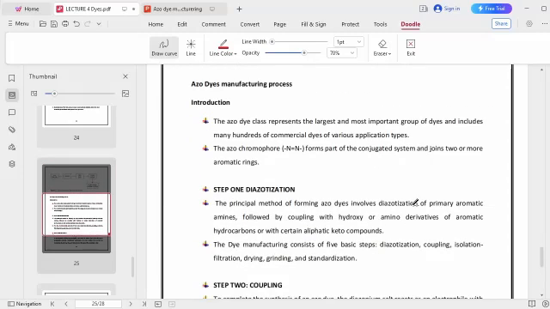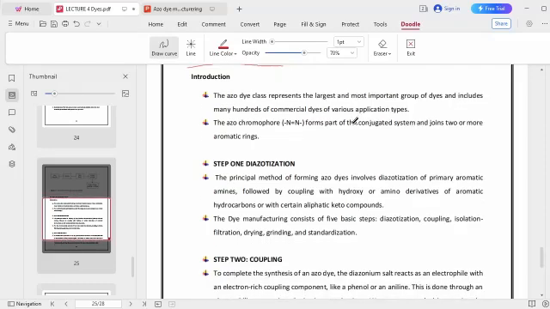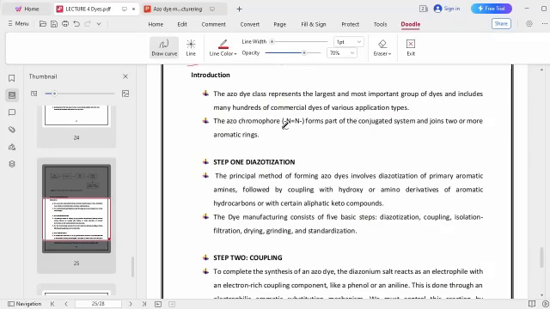And a typical process in the manufacture of dyes, which is common, is the manufacture of the azo dyes. The azo dyes represent one of the most important groups of dyes, and many hundreds of commercial dyes are azo dyes. And we said the azo dyes contain this nitrogen group, the azo group, which joins two or more aromatic rings.